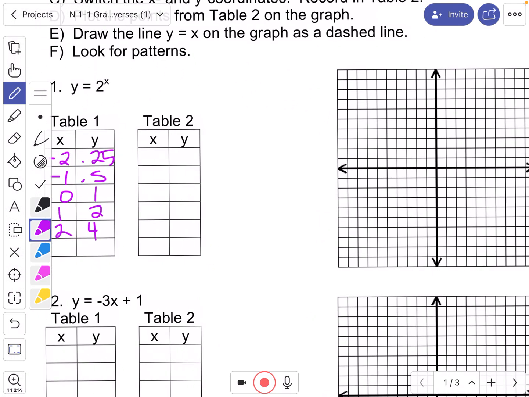So -2, and then 0.25 would be somewhere in this area. -1, 0.5, 0, 1, 1, 2, and 2, 4. Okay, so notice this is an exponential graph because x is part of the exponent. Remember we've talked about that with exponential growth and decay. It's not ever crossing that x-axis there, so make sure you don't go below it.